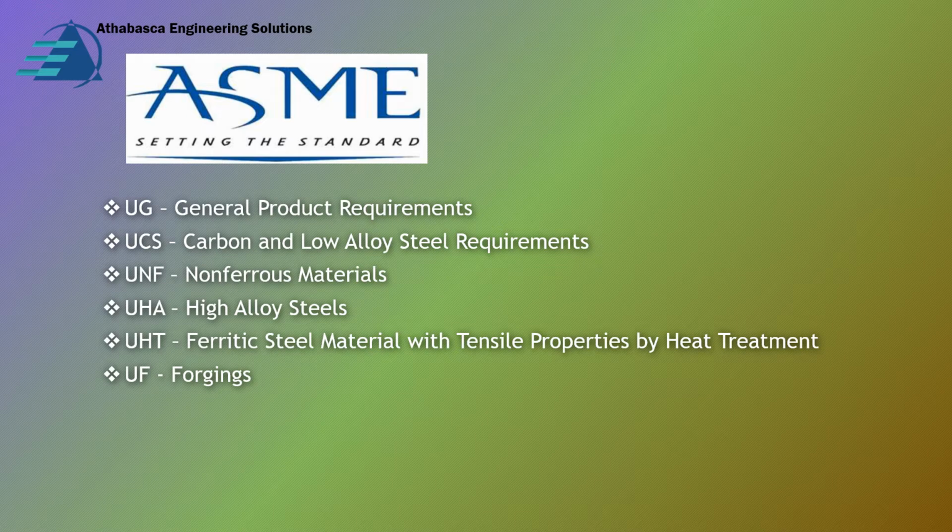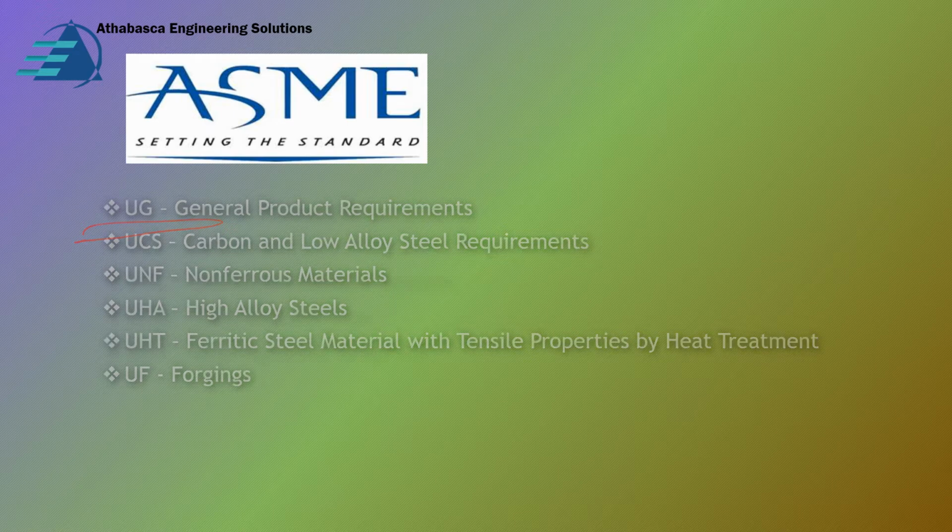So when you look at materials, for example, you can see UG is for materials and general product requirements, and then below you've got UCS, which is carbon steel, UNF, non-ferrous materials, UHA, high alloy, UHT, heat treatment influenced materials, and UF for forgings. So you can see how they've tried to make everything logical, and they have a sort of hierarchy: the general product requirements, which are universal, and then the specific ones for the materials.